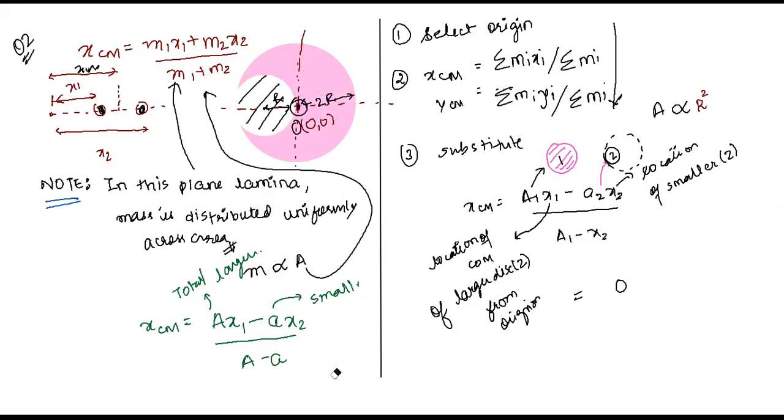So what will happen is, when you remove this shaded white portion, the center of mass shifts towards the heavier portion, that is towards this part. That is, it will shift towards the right. So your final value of XCM should be positive. It should be positive. Am I clear?